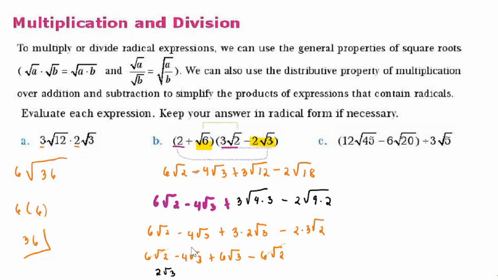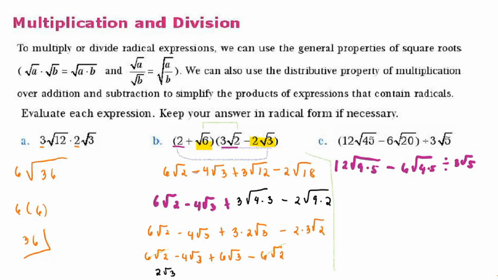Okay, so for the next number, we have 12 square root of 45. So what is the square root of 45? The factors of 45 are 9 times 5. So I will just rewrite first. We have 12 times the square root of 9 times 5, which is 45, minus 6 times square root of 20, which can be written as 4 times 5 because 4 is a perfect square, then divided by 3 square root of 5.